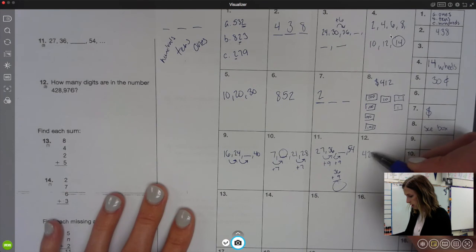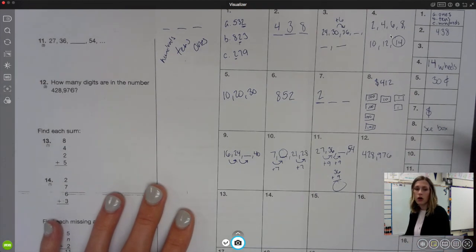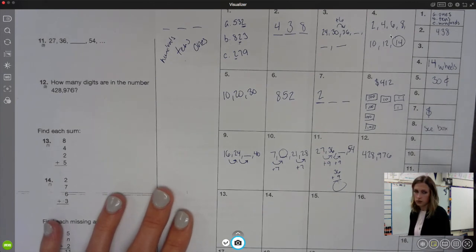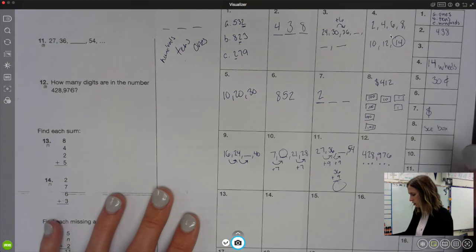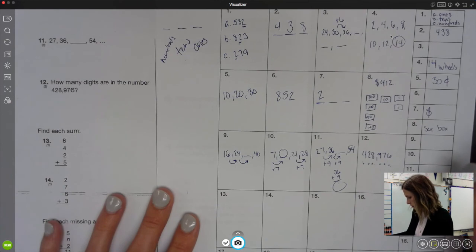12, how many digits are in the number 428,976? Remember, you can always press pause on this video and go back if you missed anything. How many digits are in this number? Count them up. Make sure your answer has a label on it. So 1, 2, 3, 4, 5, 6. So you would write 6 digits.